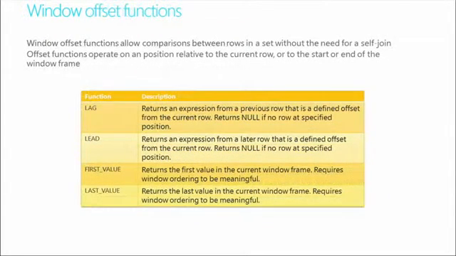The Windows offset functions, I believe we looked at this earlier, but this actually looks at the LAG, where it returns an expression from a previous row, defined by the offset from the current row. The LEAD, again, returns an expression from a later row instead of a previous row. FIRST_VALUE and LAST_VALUE are pretty self-explanatory, returning the first value in the current Windows frame or the last value in the current Windows frame.